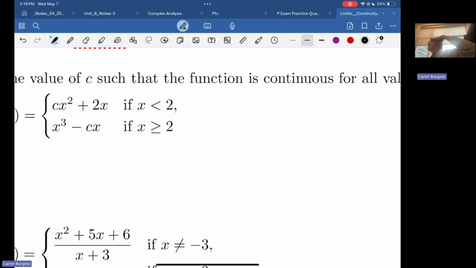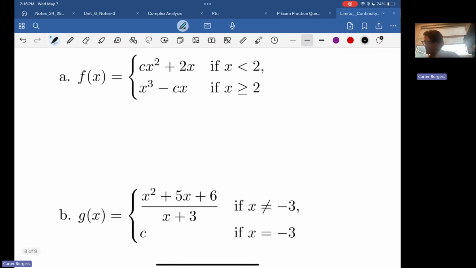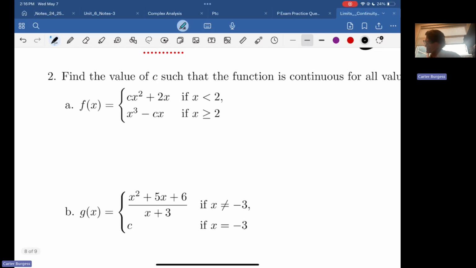What then is the only value that I actually have to worry about? The only value that I actually have to worry about is what is going on at 2. That's all we need to worry about. So let's do our continuity check for what is going on at 2. We need to find a value of c that will work for 2 here. So let's try this.